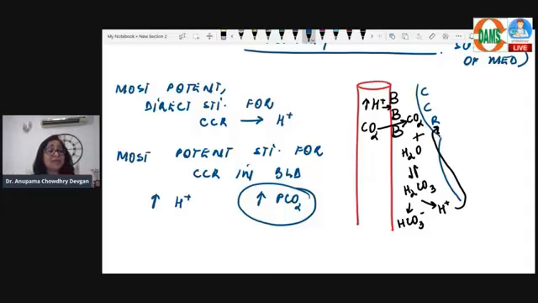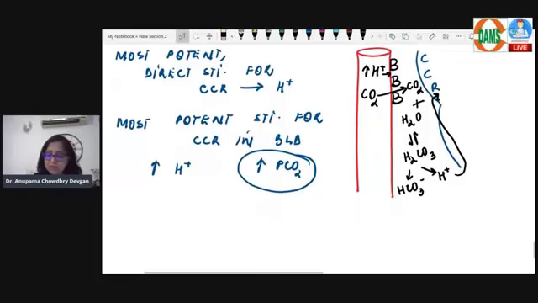Why not H plus, even though H plus is the most potent direct stimulus for the central chemoreceptors? H plus cannot cross the blood-brain barrier. CO2 can. For CO2, there is no barrier. CO2 will cross the blood-brain barrier, combine with water to form H2CO3, which splits into H plus and HCO3 minus. H plus will stimulate the central chemoreceptors, and so most potent stimulus for the central chemoreceptors in the blood will be increase in PCO2.